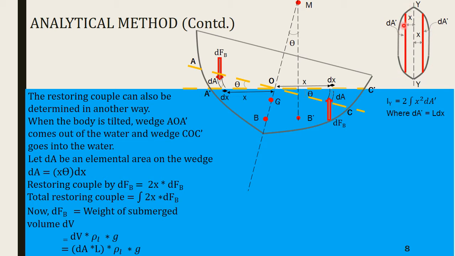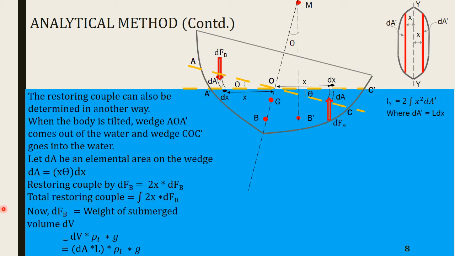dA dash is the top face area of the element dA. So if this element dA was considered as a cuboid, the cross-sectional area would be x theta into dx, which is dA, and the top face area would be L into dx, which is dA dash. So dA dash is given by L into dx, and Iy would be given by 2 times integral x squared into dA dash. This is required before moving forward with the derivation.